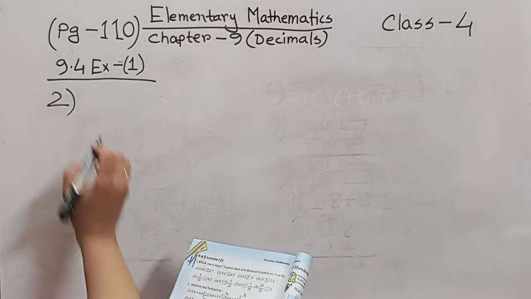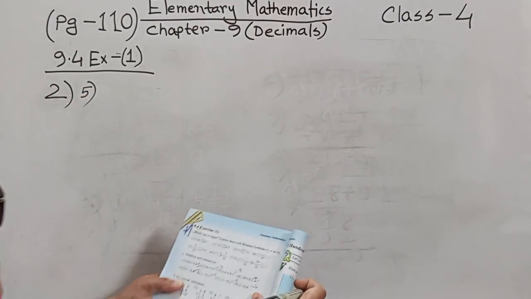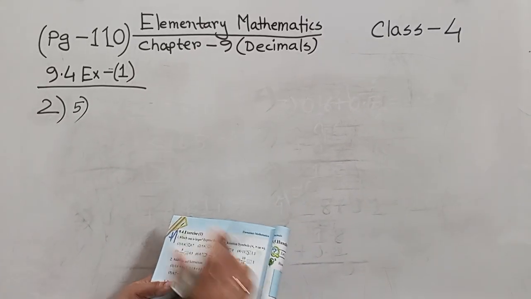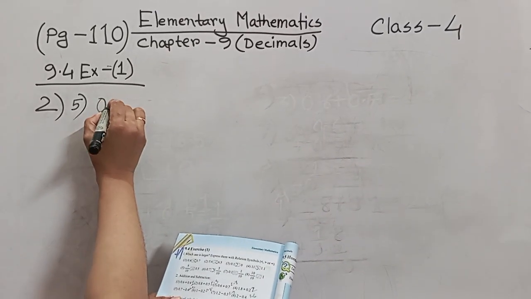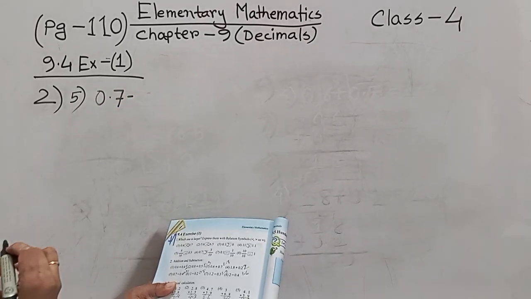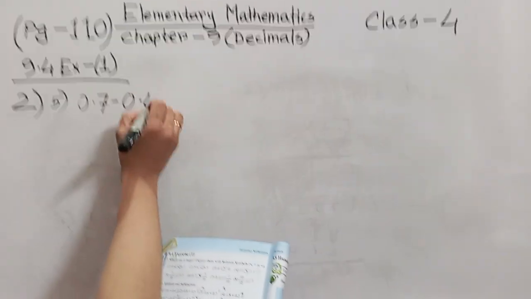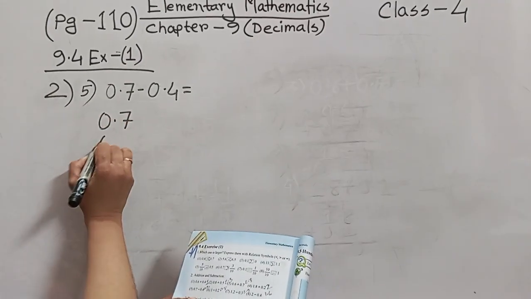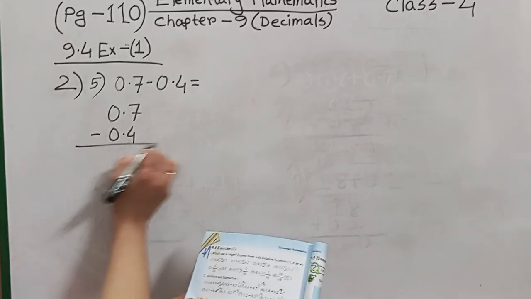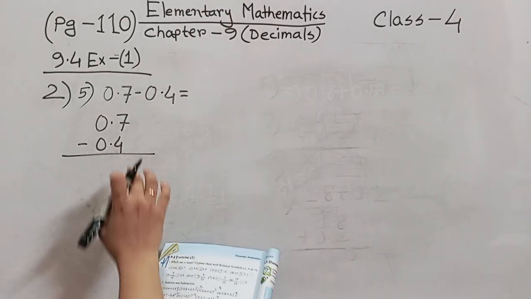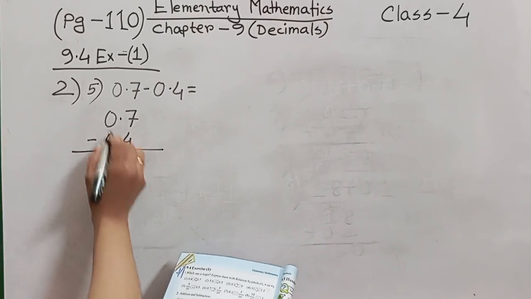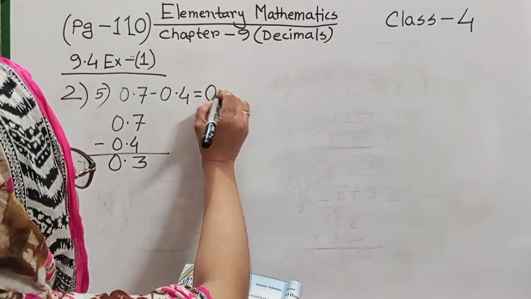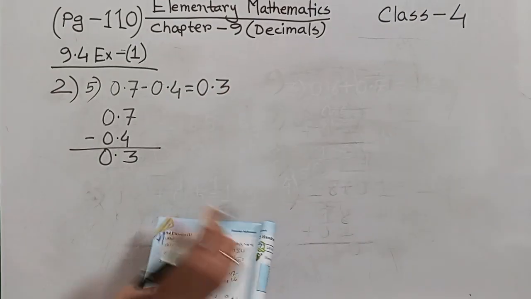Okay, now the next math from this question number 2. Now we will do the subtraction of decimal numbers. It is given 0.7 minus 0.4. So 0.7 and 0.4, we have to subtract these two numbers. So 7 minus 4, 3, and here will be 0. Ultimately our answer is 0.3 after the subtraction.